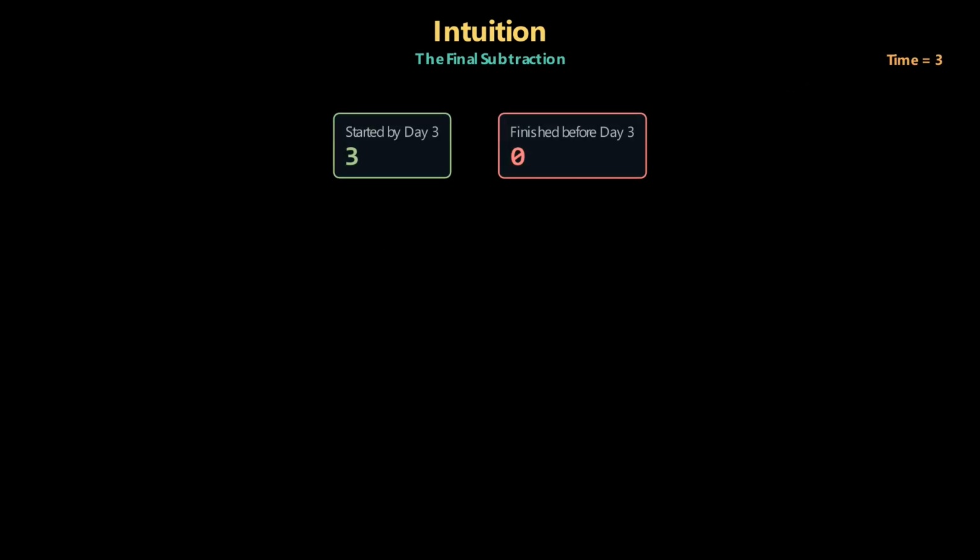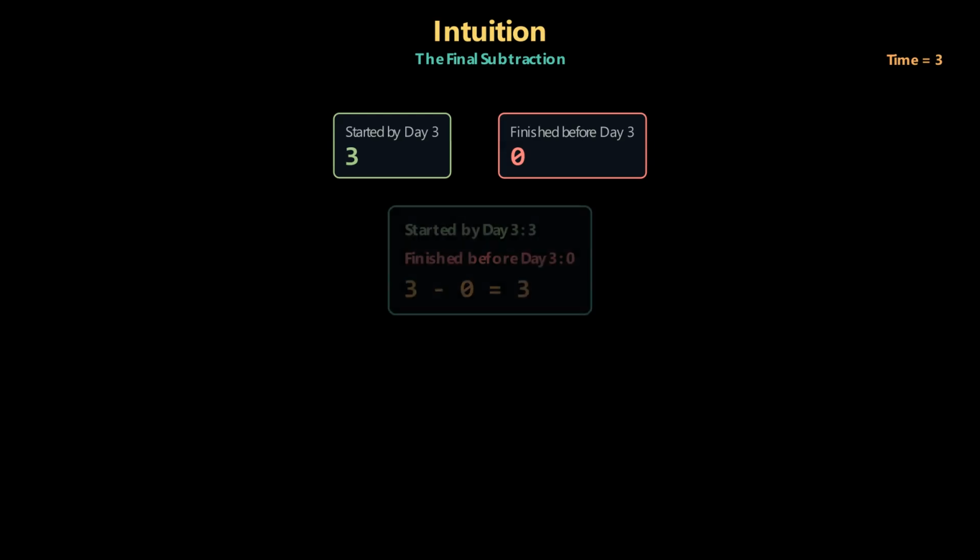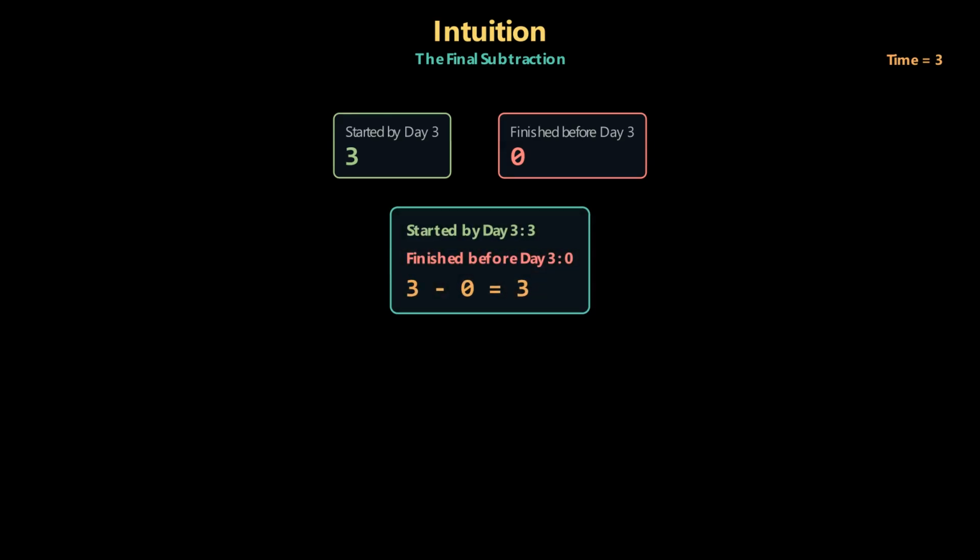Finally, we plug these 2 results into our formula. 3 started, minus 0 finished, leaves us with exactly 3 flowers in full bloom. By using sorting and binary search, we can answer this question for any person in logarithmic time, completely bypassing the brute force trap.